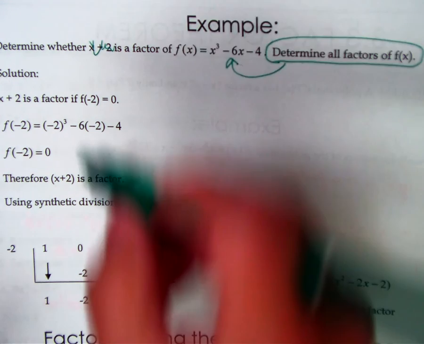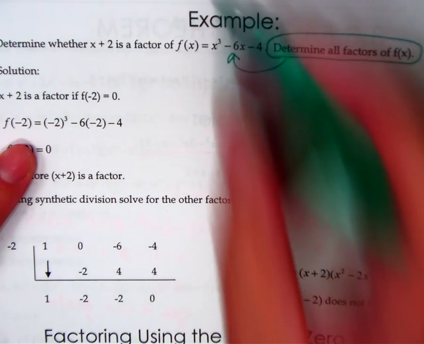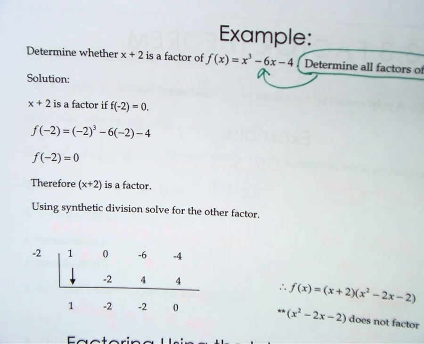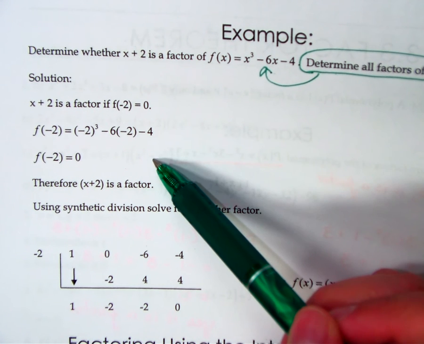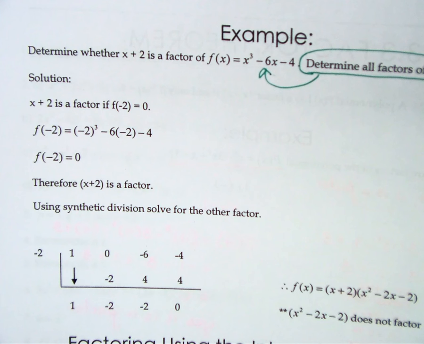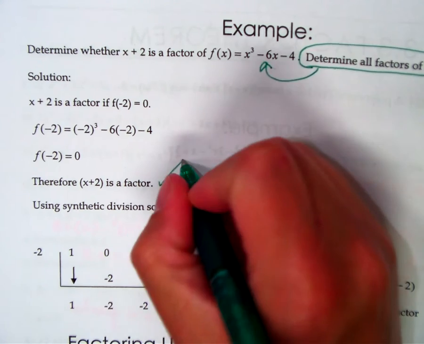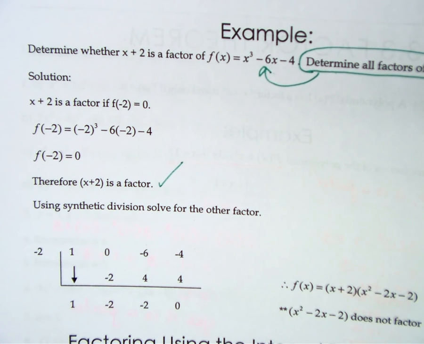Okay, so this question asks whether x plus 2 is a factor of that. The easiest way to do it is to use the remainder theorem, and that's shown here. The nice thing about the remainder theorem is I don't have to have every exponent represented. I can just plunk it in. Does it equal 0? Yes, it's a factor. There we go. So once you know it's a factor, you can go ahead and synthetically divide.